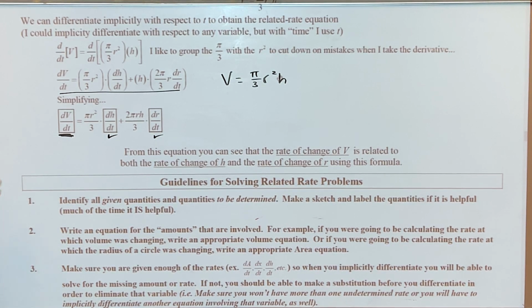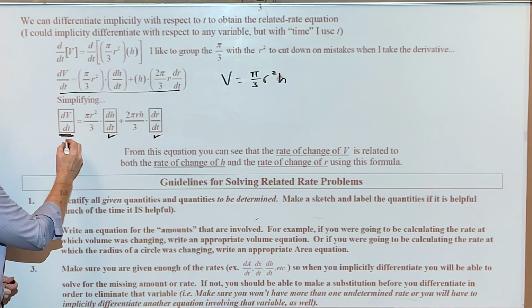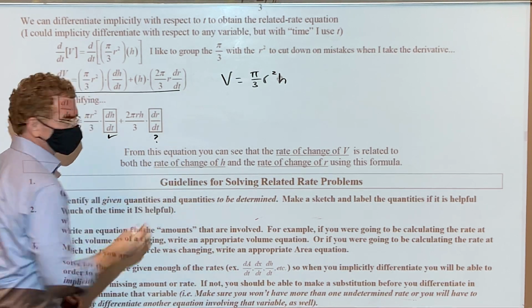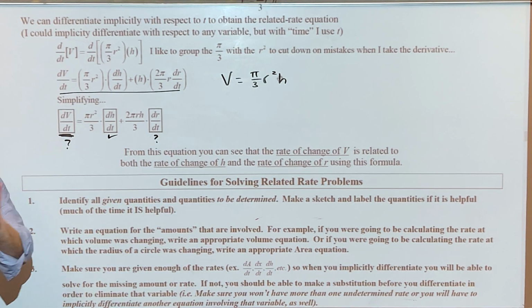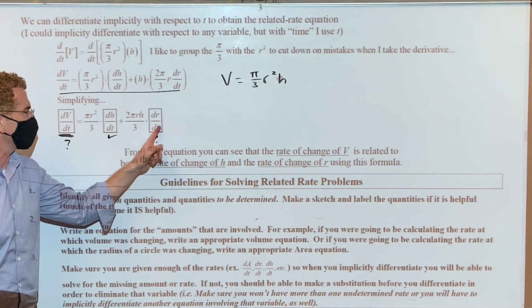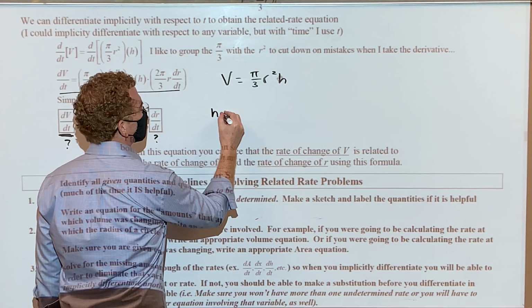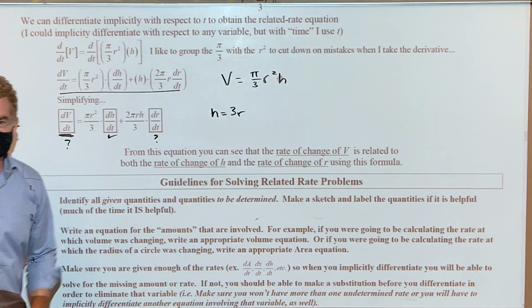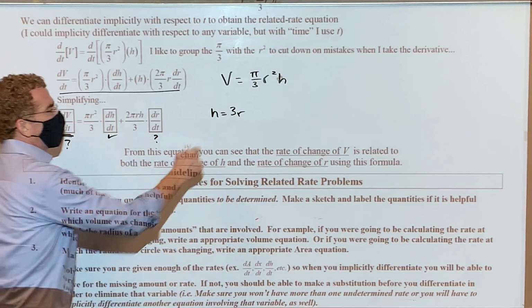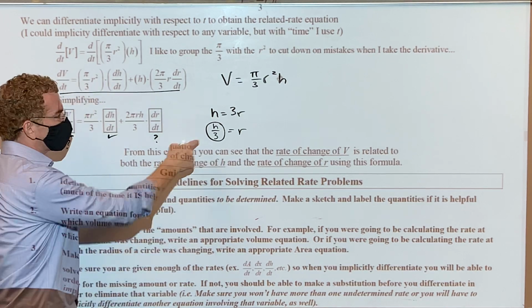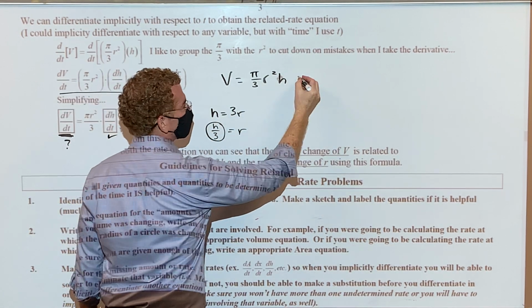What I like to do is write down all my information, and I'm like, all right, I'm looking for the rate at which volume is changing, but I don't know this. Then I'm going to read carefully through the problem and see if there's some kind of a relationship between dr and dh. Maybe they tell me something like, hey, the height is 3 times the radius. Well, if that's the case, I could solve for r, right? Plug that in for r right here.